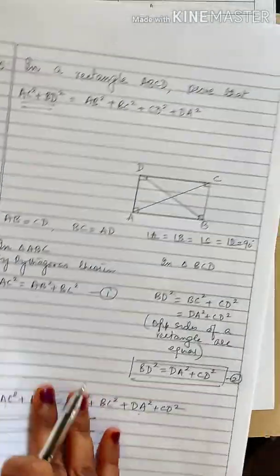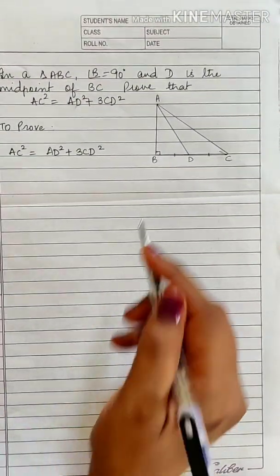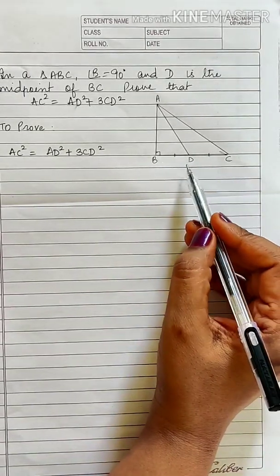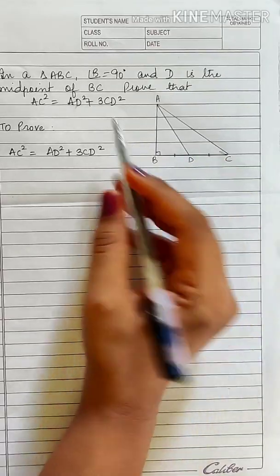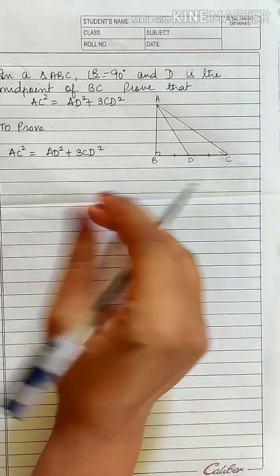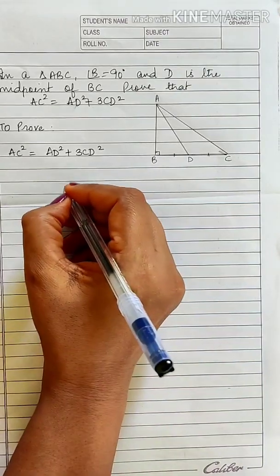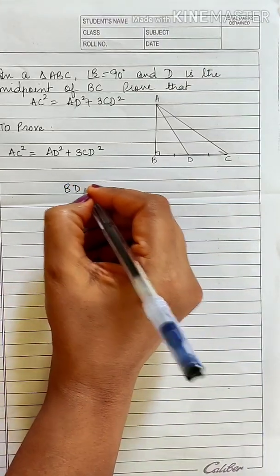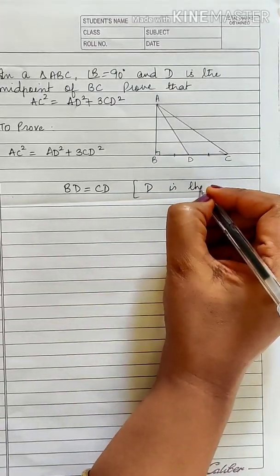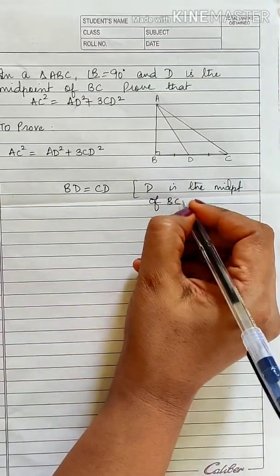Now moving on to the next sum. In triangle ABC, angle B is equal to 90 degrees. D is the midpoint of BC. You have to prove that AC square is equal to AD square plus 3CD square. Now, here D is the midpoint of BC. So, it becomes BD is equal to CD because D is the midpoint. It is given.